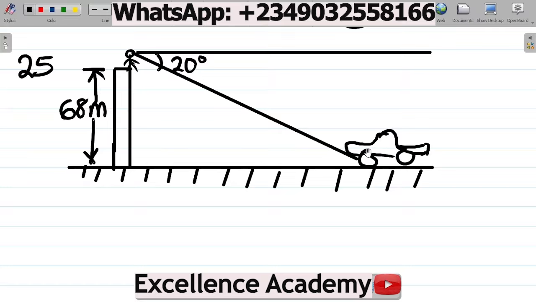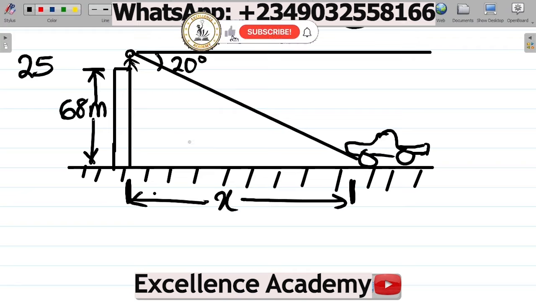the principal's car. You have to find the distance from the tower, or where the student is seated, from here till where the principal's car is. Let's call this x. This is what you are asked to find, this distance here. Now, how do you solve this?